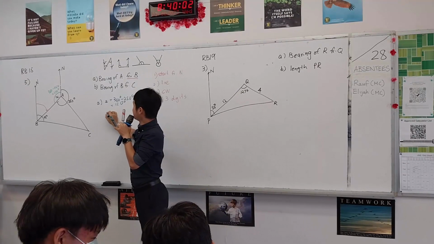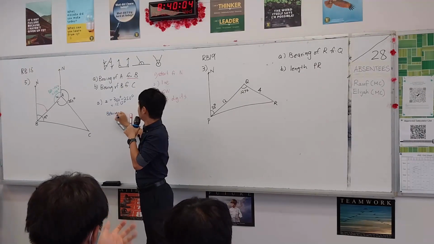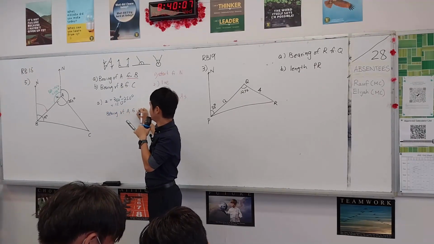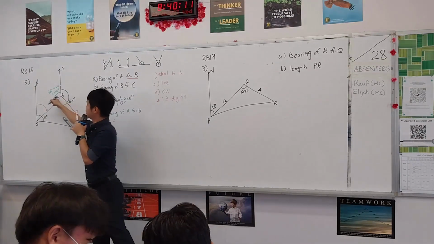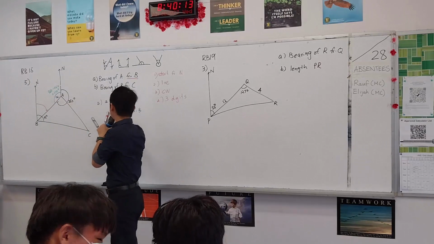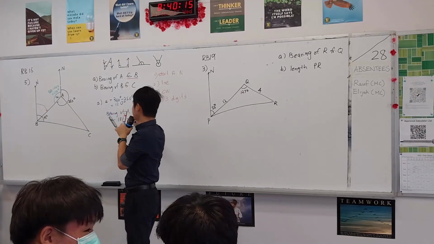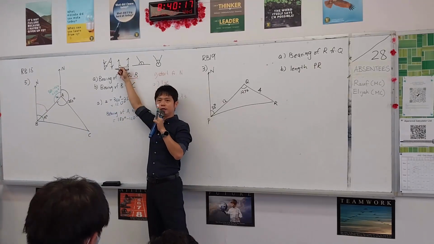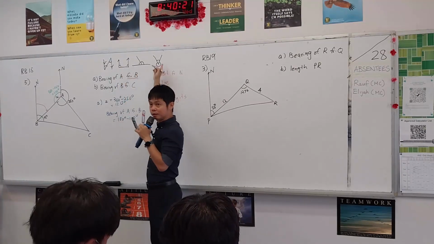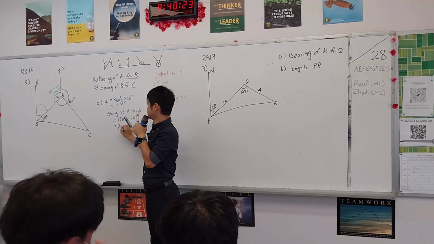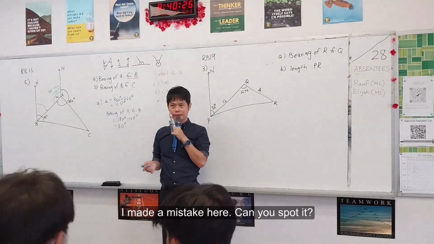And next, I want to find the bearings of A from B. To find the bearings of A from B, I will need to use 180 minus 110. And the property we are using is interior angles. So you see, we will definitely use these 4 properties during the bearing questions. And we are done for part A.